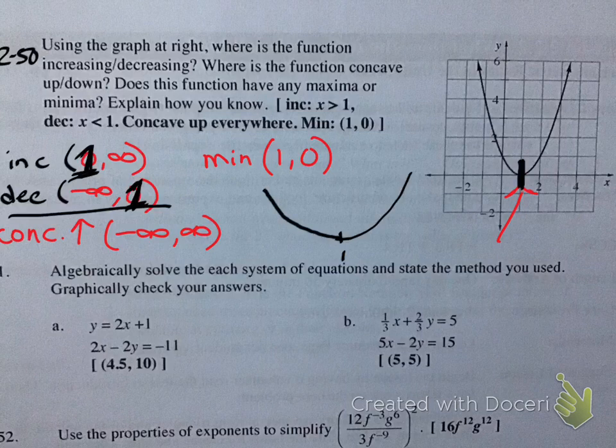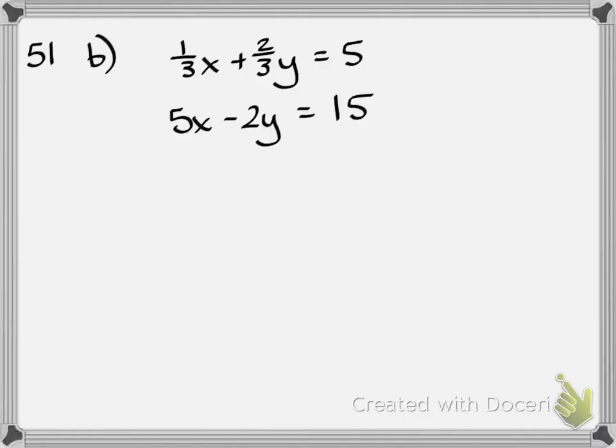Algebraically solve the system of equations and state which method you used. I think I'll do B part for you. So when I look at this system, it's not solved for x or y, so substitution wouldn't be the easiest. It's set up perfectly for elimination because you got your x's, your signs, your y's, your equals, and your constants. So everything is lined up great for elimination.